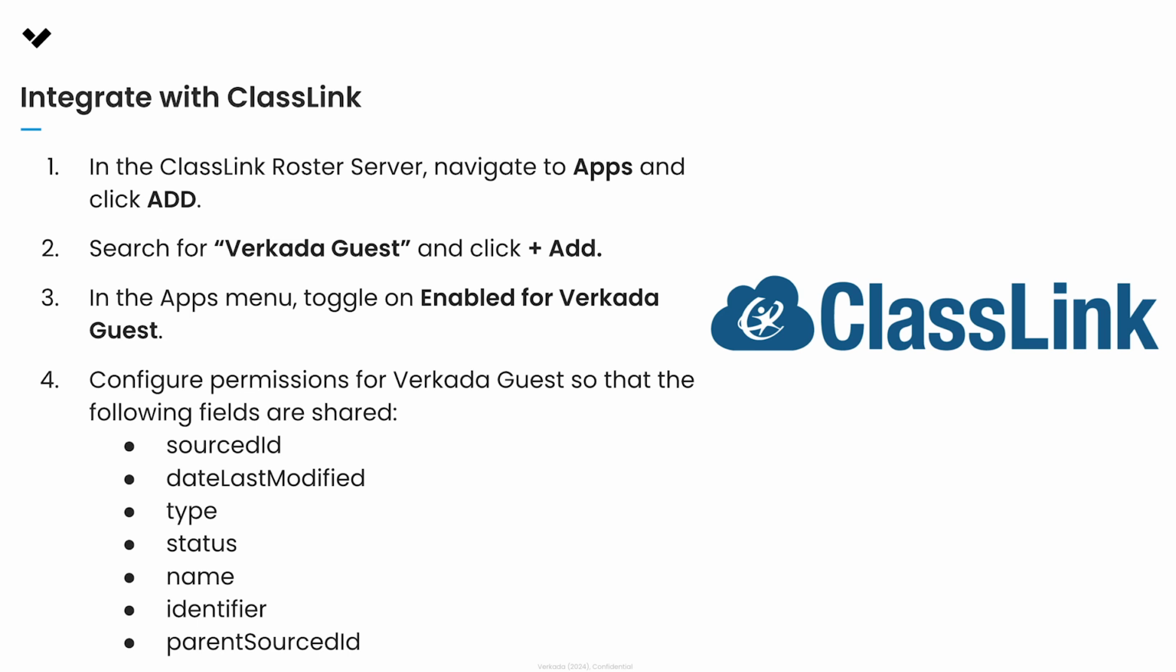Once the prerequisites have been met, we will begin the setup process in the ClassLink roster server. We will navigate to Apps and select Add. Search for Verkada Guest and select Add. In the Apps menu, toggle on Enabled for Verkada Guest. After this, we will configure permissions for Verkada Guest so that the following fields are shared: Source ID, Date Last Modified, Type, Status, Name, Identifier, Parent Source ID.